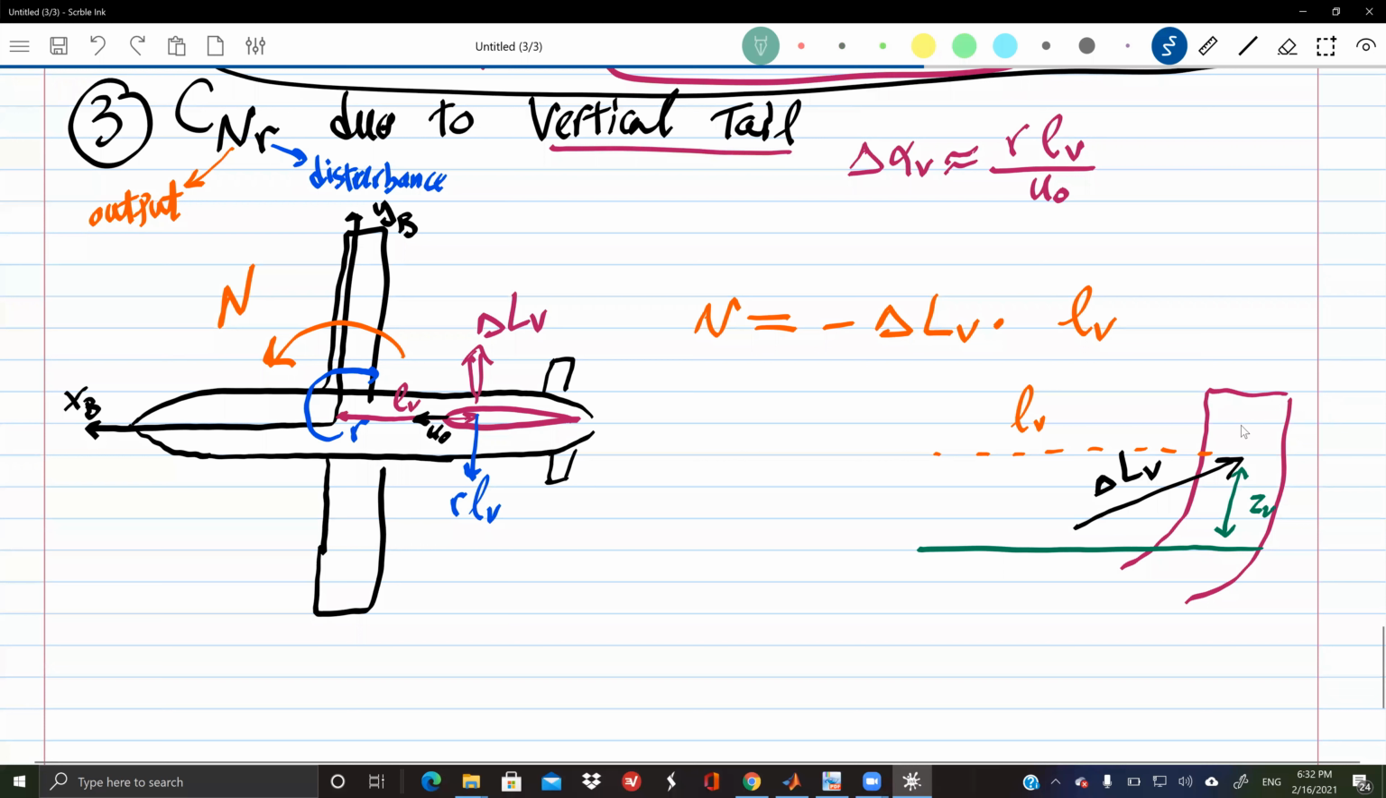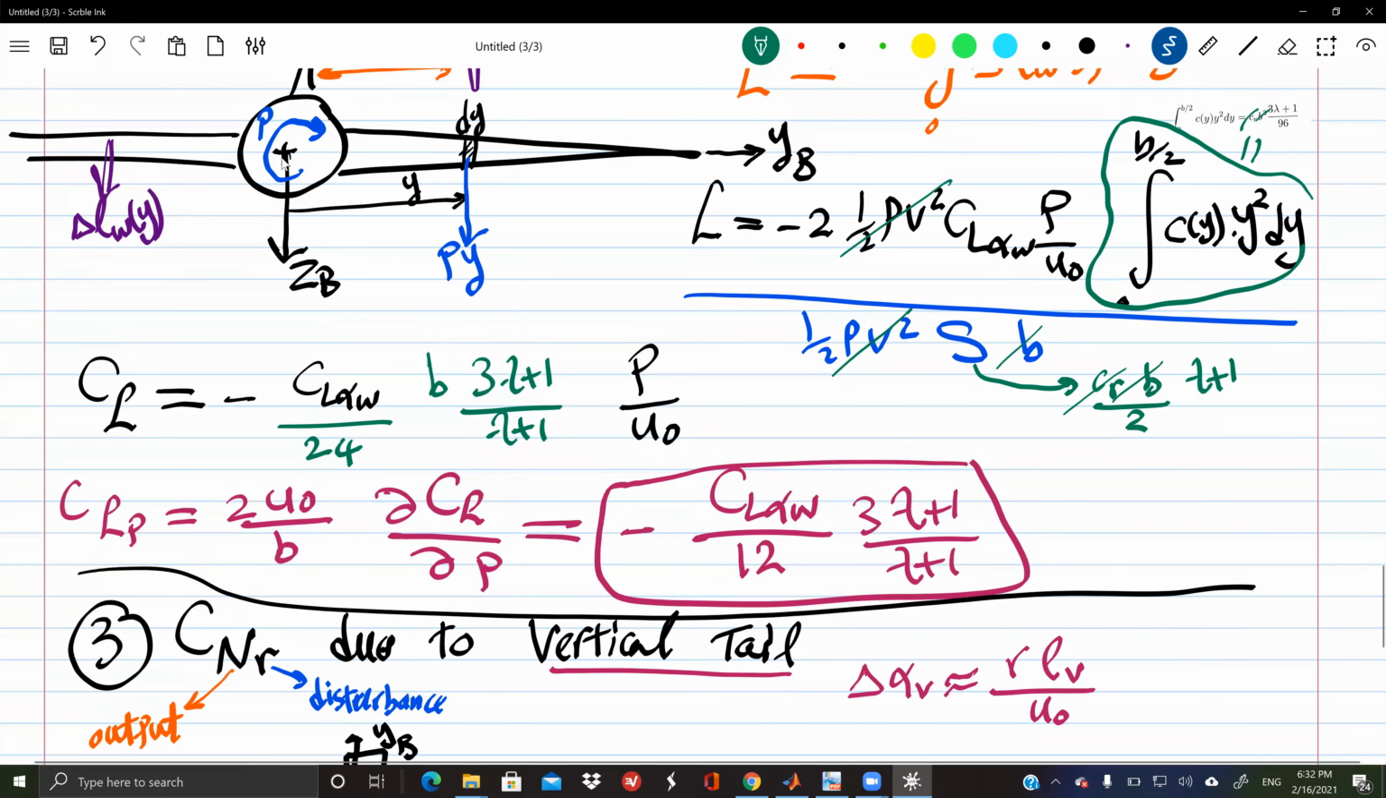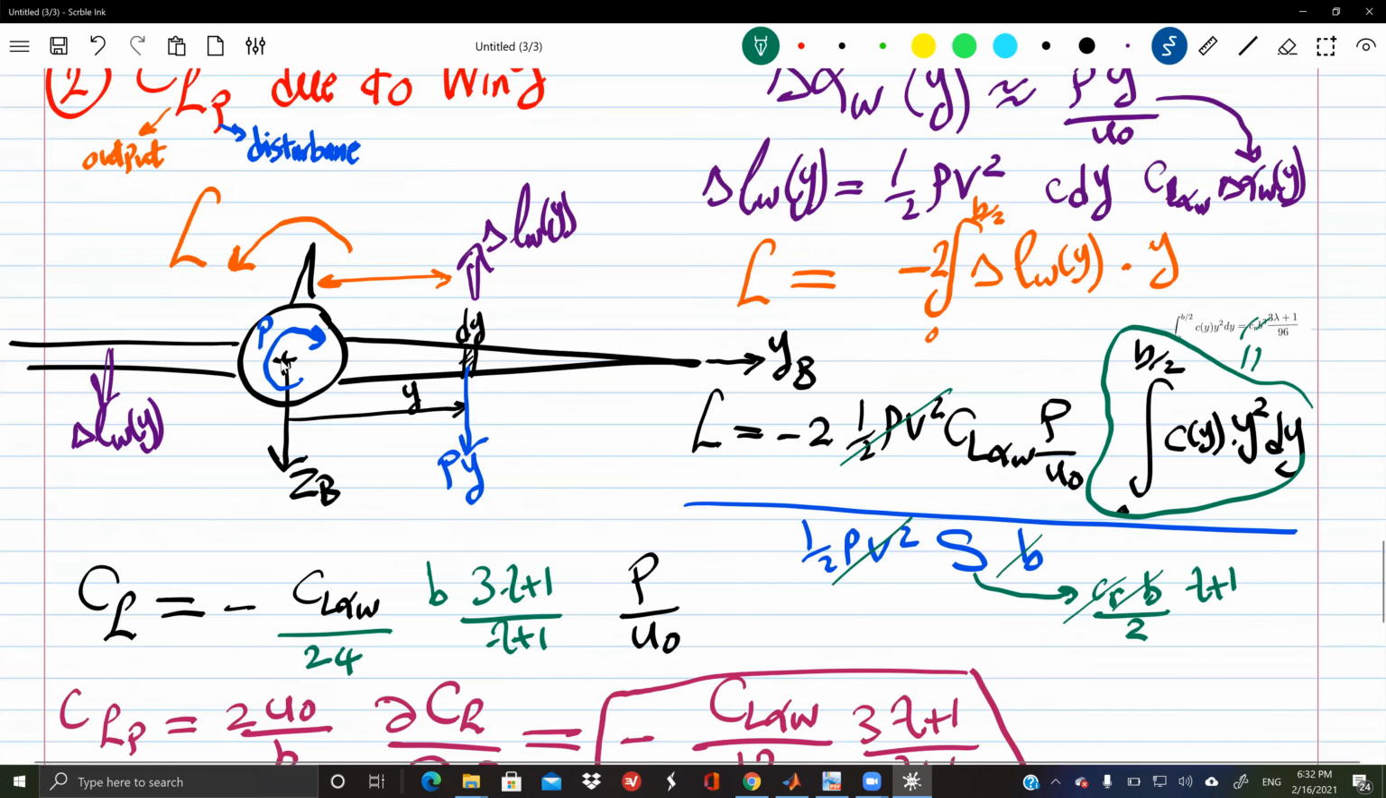Professor, yes, I had a question. On the homework, it just mentions CNP. How would you go about that? Very good. So here the disturbance would be P, and it's due to the vertical tail, I guess. So you get the effect of this P on that guy.